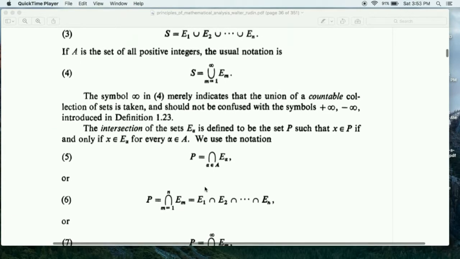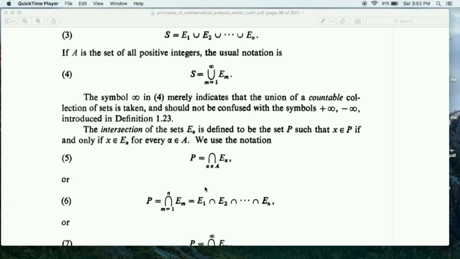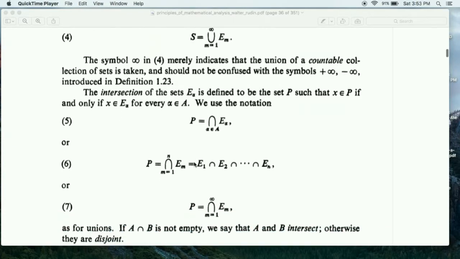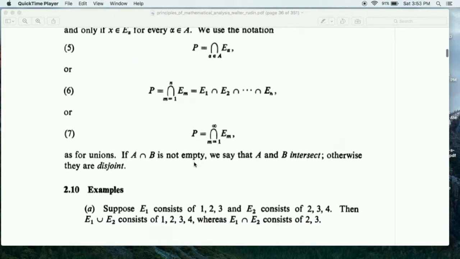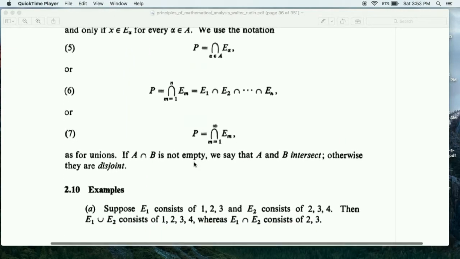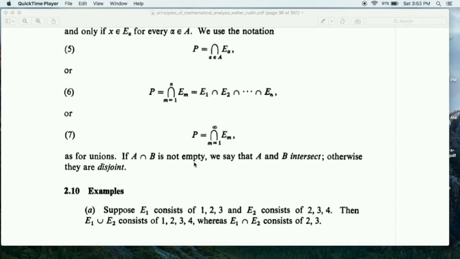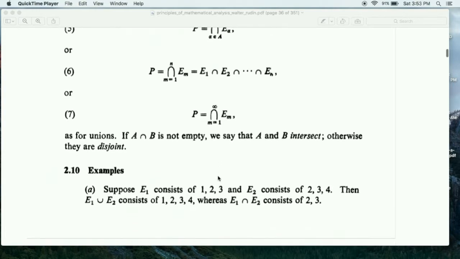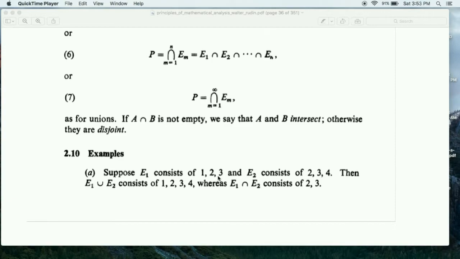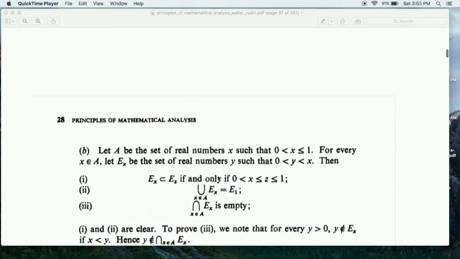Now intersection can be similarly defined. Some element X is in the intersection set P if and only if that element belongs to every E alpha. And if A intersection B, where A and B are two sets, is non-empty, we say that the sets intersect. Otherwise, the sets are disjoint. Examples of these things are pretty straightforward.